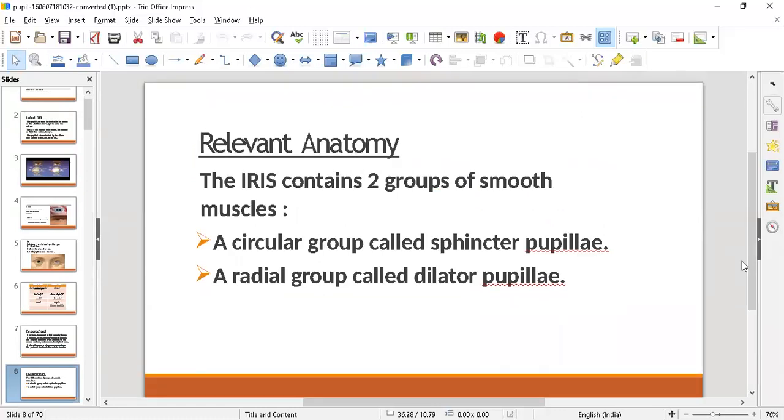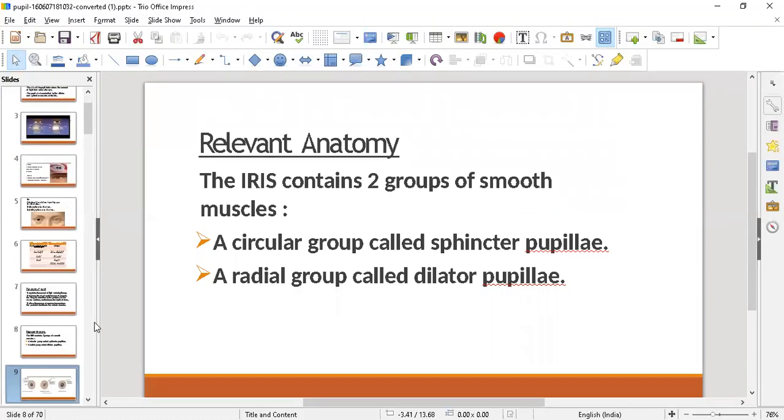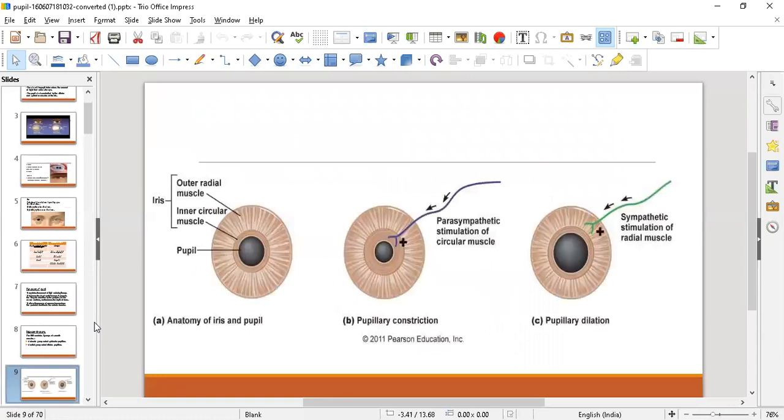So the iris contains two groups of smooth muscles: a circular group, a muscle placed circularly and concentrically, that is called the sphincter pupillae, and a radial muscle, that is the dilator iris. So these are the muscles. This sphincter pupillae is concentrically arranged around the pupil, and it is supplied by parasympathetic nerves through the third nerve. And when they are stimulated, the sphincter pupillae will contract, and it causes pupillary constriction.